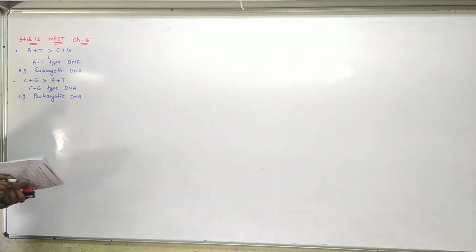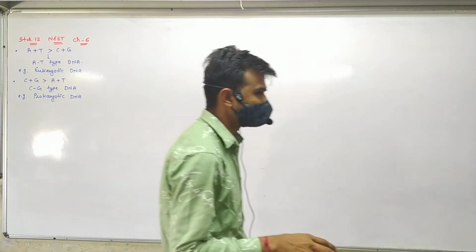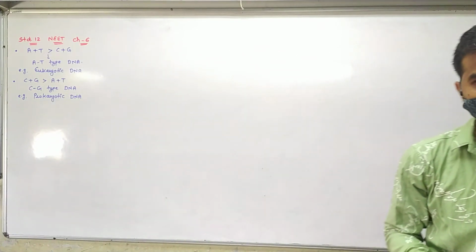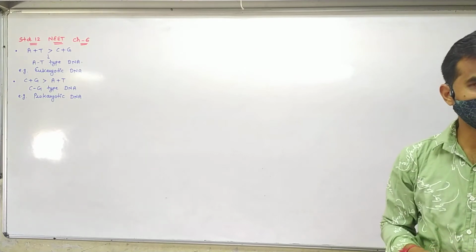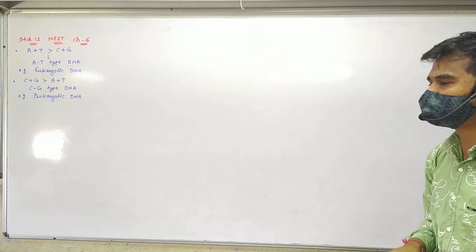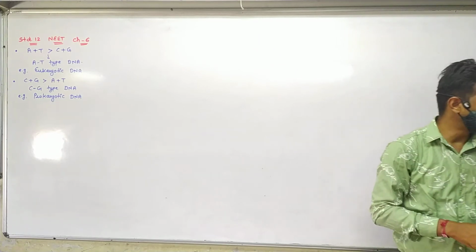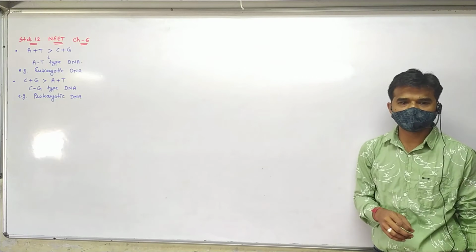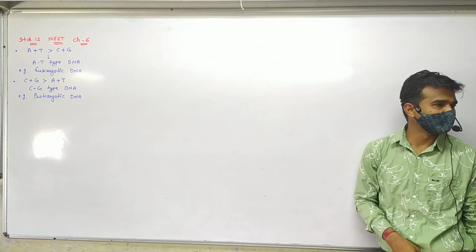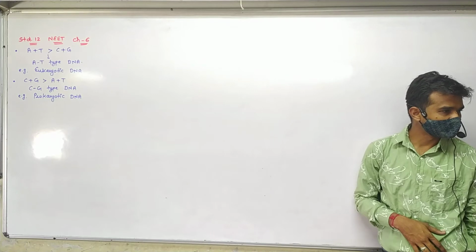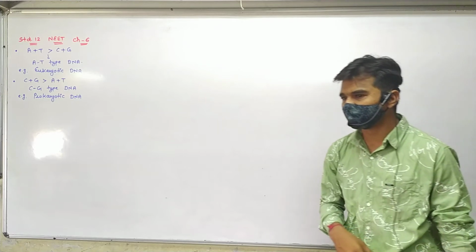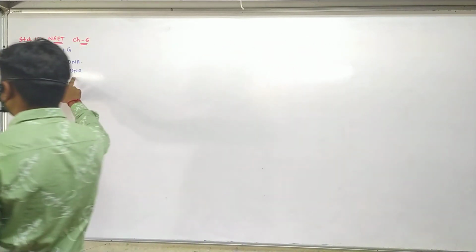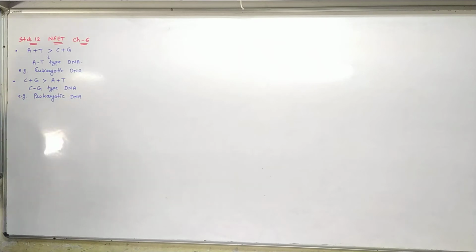If A plus T is more than C plus G, it is known as AT type of DNA. AT type of DNA is mostly seen in the eukaryotic cells. So in eukaryotic cells, A plus T amount is more compared to the C plus G. Whereas opposite to it, C plus G ratio is greater than the A plus T. It is known as CG type of the DNA.